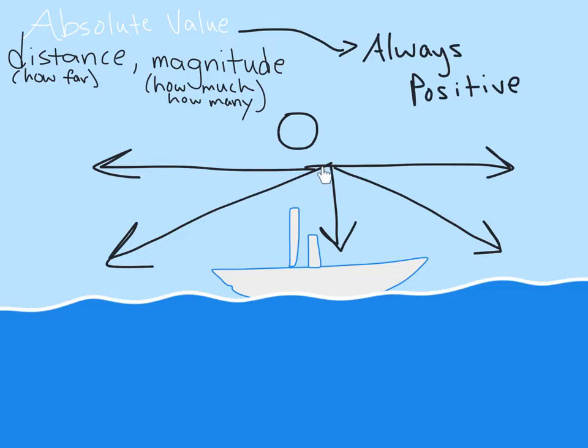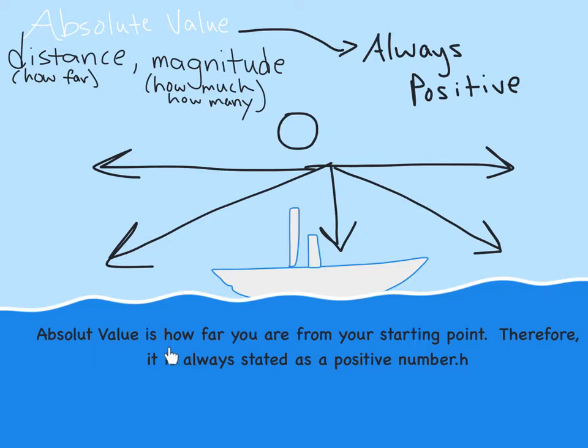On a number line, if we were to graph this out, something to the left of 0 might be negative, something to the right of 0 might be positive, something below 0 might be negative, and something above 0 might be positive. But in absolute value, all that matters is the distance, or how far you are from your starting point, from 0. So absolute value is always stated as a positive number, because it is only a matter of how far you are from your starting point. If I went this way 100 feet, my absolute value would be 100 feet from 0, and the same for every direction.